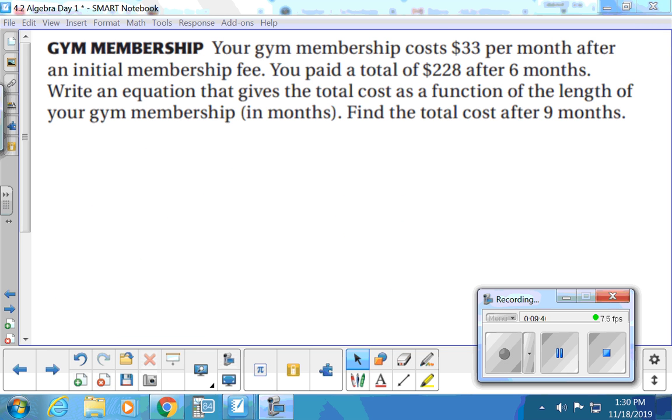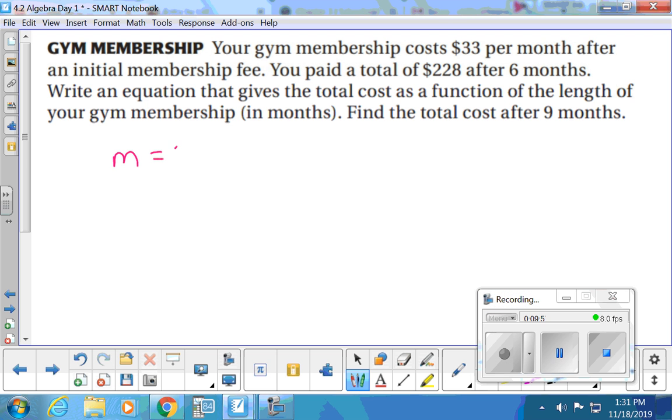Together time. Your gym membership costs $33 per month after the initial membership fee. Stop right there. How do you think I can use that 33 to help me? It's actually the slope. You're right. It'll be 33x. Y equals 33x plus b. You paid a total of 228 after 6 months. Stop right there.